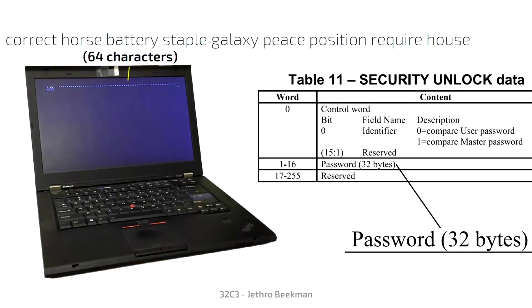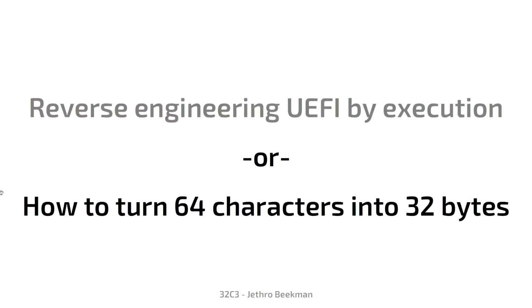I tried all the standard things like truncating it or using a standard hash function like SHA-256 that has 32 bytes output, but these things all didn't work. So then I decided to really dive into the firmware and figure out how it works. This talk could also be called How to Turn 64 Characters into 32 Bytes.